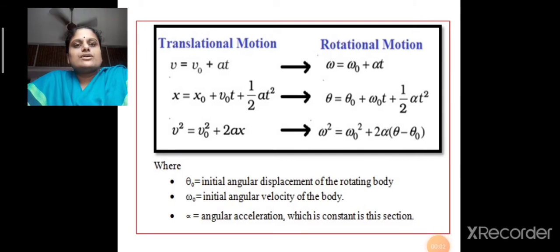Here initial velocity v naught is replaced by omega naught, final velocity v is replaced by omega, acceleration a by alpha, and displacement x minus x0 by angular displacement theta minus theta 0. So these are the respective equations in rotational motion.